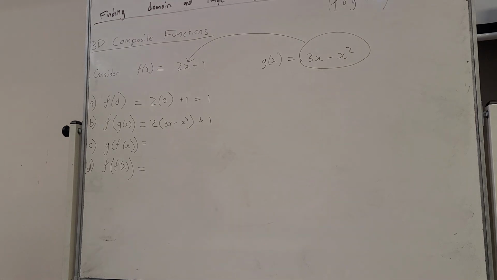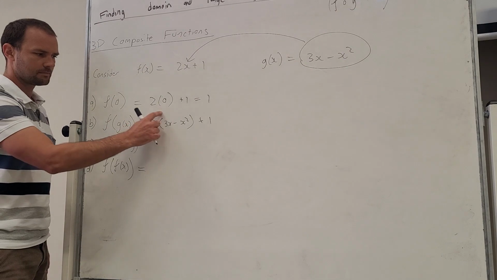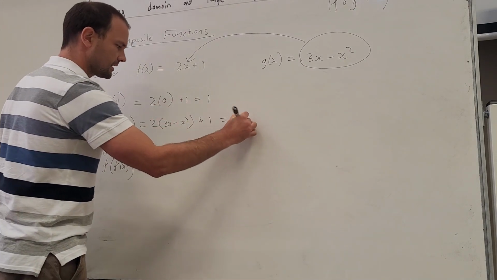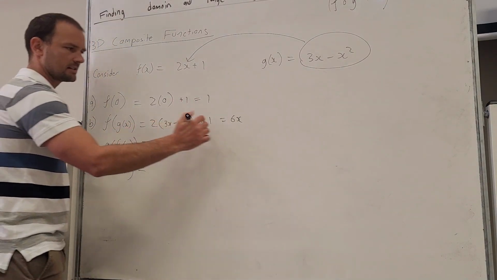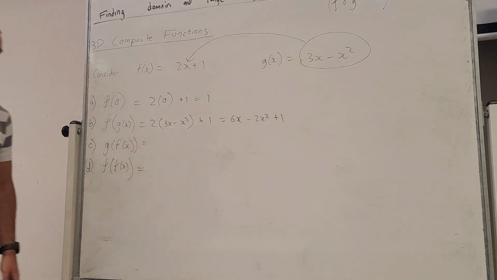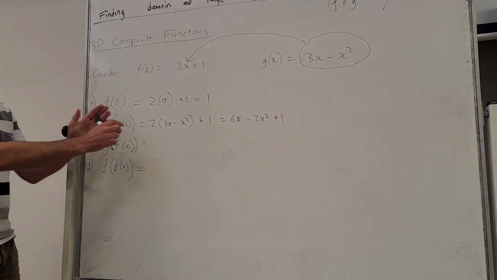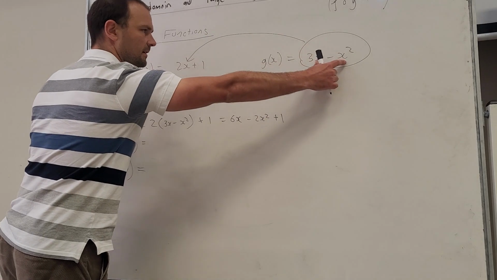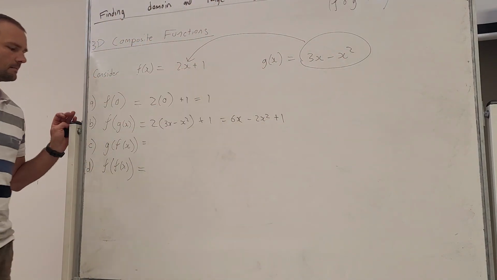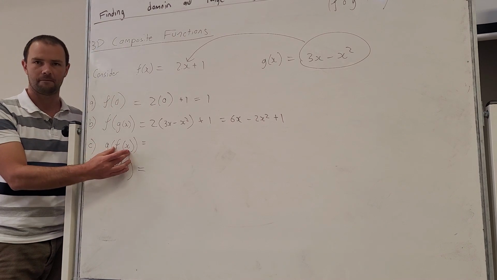And then we'll probably need to simplify them a little bit. So we can expand this. We're going to have 2 times 3x will be 6x, and 2 times minus x squared will be minus 2x squared, plus 1 hanging outside there. All right, so if we have f of g of x, then we're putting g of x function into f of x. What about if we have g of f of x?